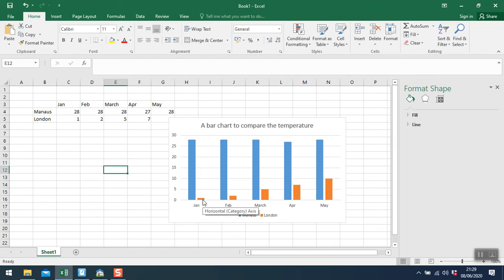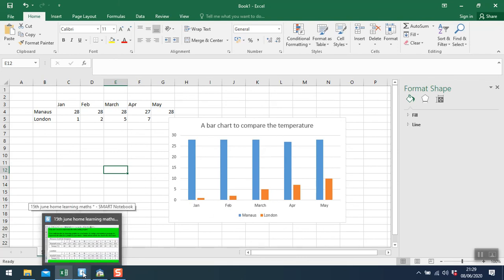And there's loads and loads of different charts you can have a go at. So play around, or if you haven't got Excel, then you can draw a bar chart, and please email them to me. See you tomorrow for the last math lesson of the week.